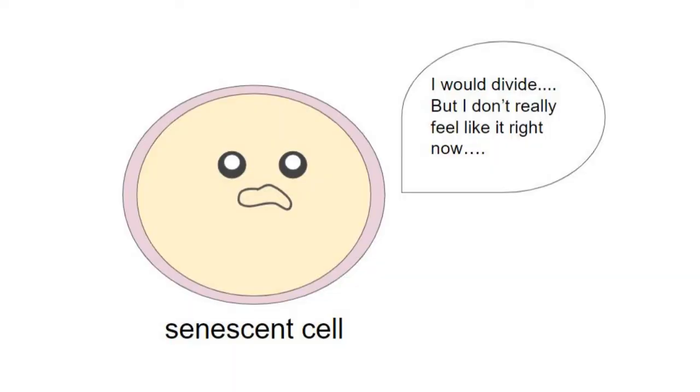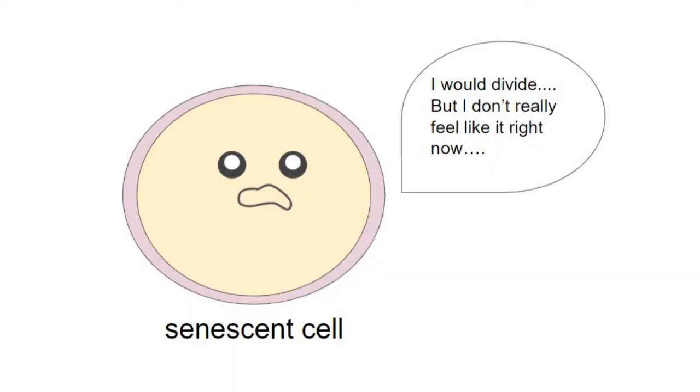But what happens when a cell no longer responds to these signals? Senescent cells are cells that no longer have the ability to divide, and unfortunately, they also are often immune to apoptosis. This already sounds kind of bad for us, doesn't it? But before we explore how this impacts aging, let's define senescence a little better.